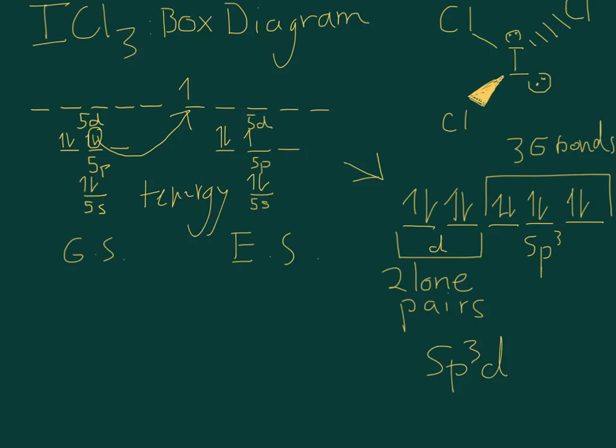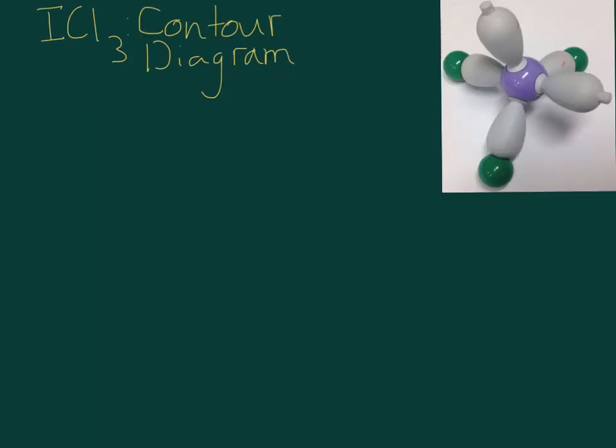Now to go on to the next slide, where I will show you how to draw the contour diagram. As you can see here in the top right corner, I have shown a picture of a reference model of this molecule. And now we will begin to draw it. First, we will start by creating our reference lines, like so. These will help us put our chlorine atoms and the displayed overlapping bonds in the proper places.